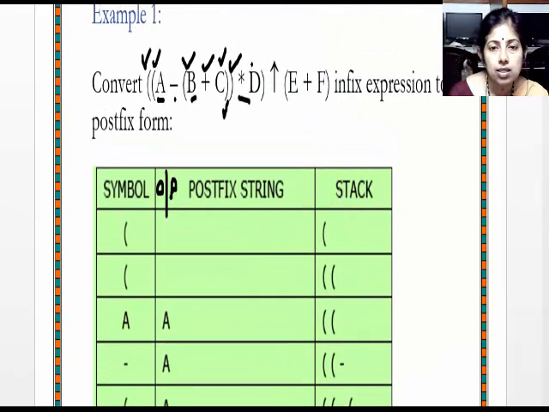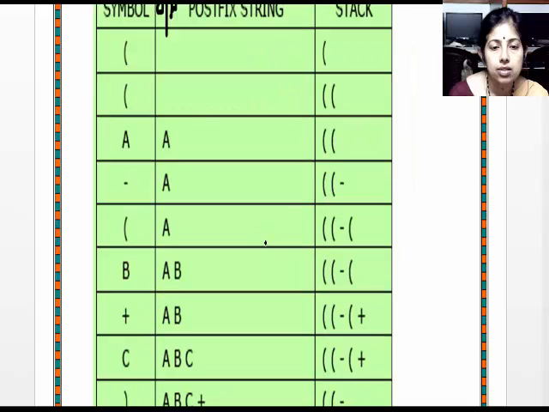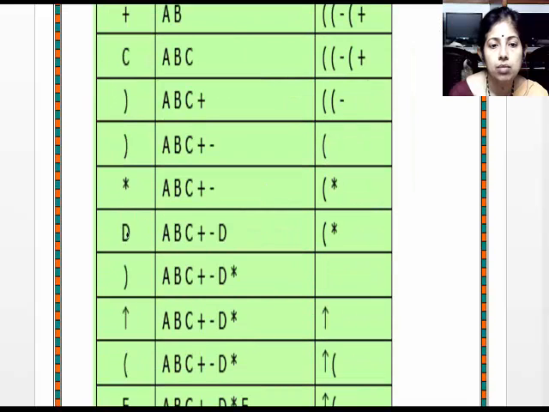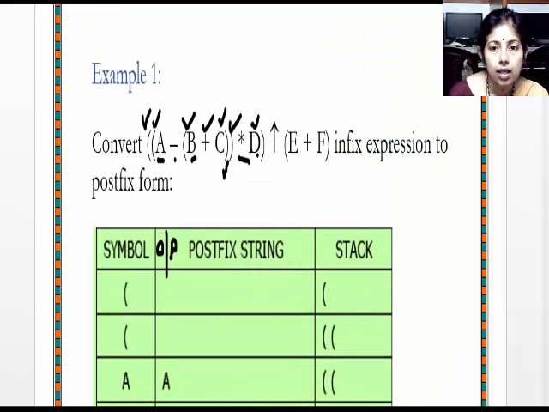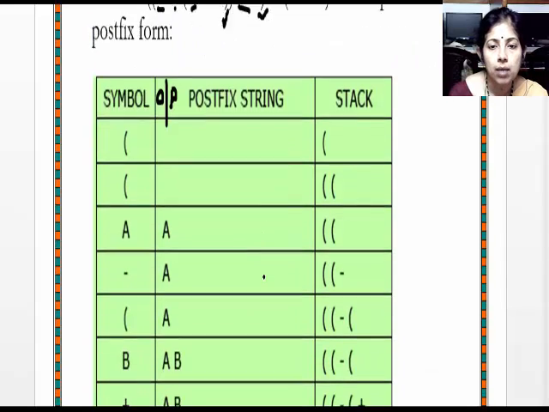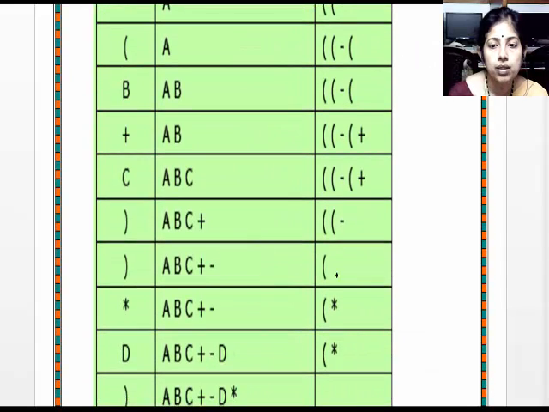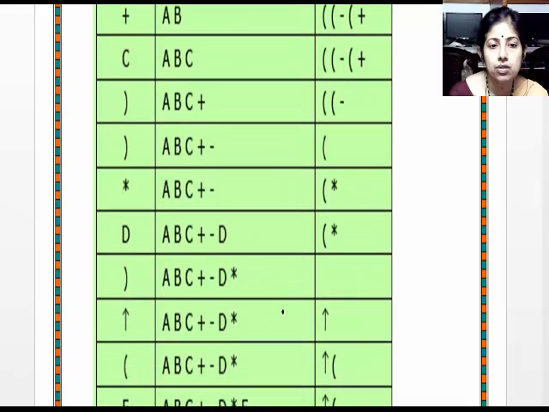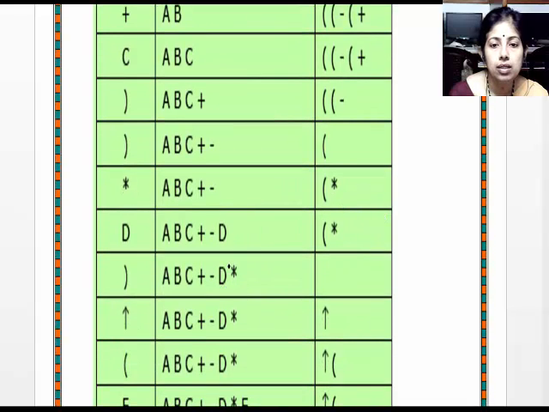And the next one is an operand, that is D. Because it is an operand, simply write it down in the postfix string. And then the next one is a closing bracket. Because it is a right parenthesis, you start popping the operators on the top of the stack and write them down in the postfix string, that is the output.